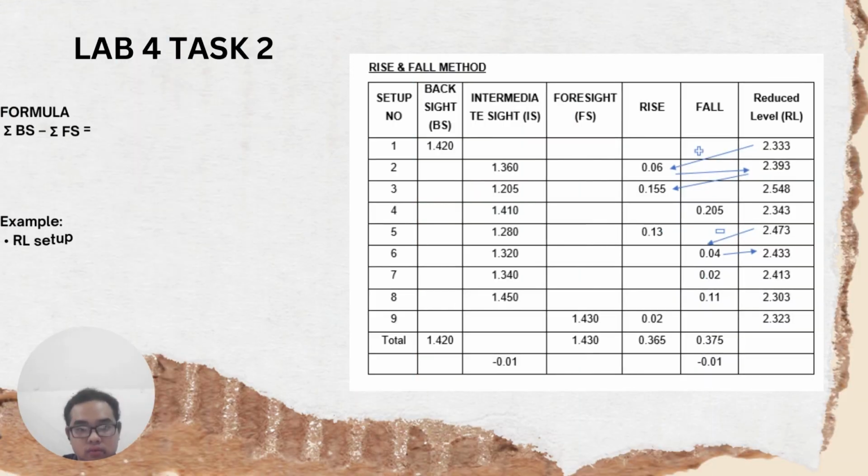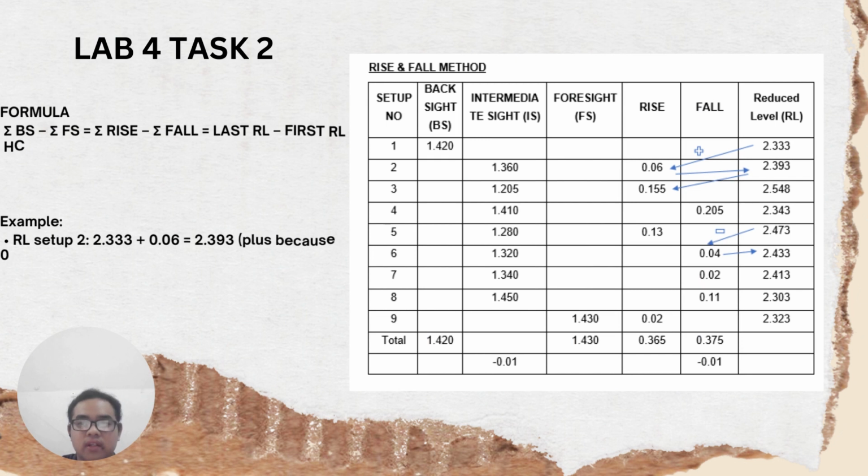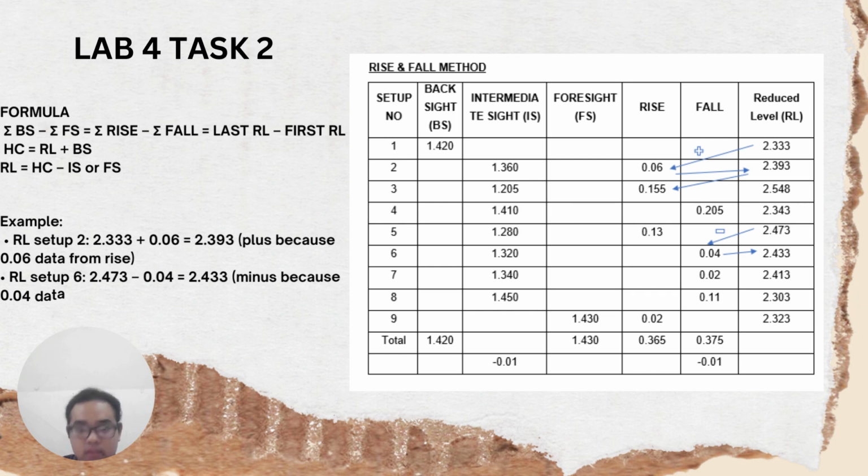For task 2, the rise and fall method, we will calculate the reduced level by using the starting point at 2.333 meters. First of all, to calculate the reduced level, we will calculate the rise and fall. To calculate the rise and fall, we will use the backsight and intermediate sight. When backsight minus intermediate sight is positive, we will put the number in the rise. When the backsight minus intermediate sight is negative, we are putting in fall.